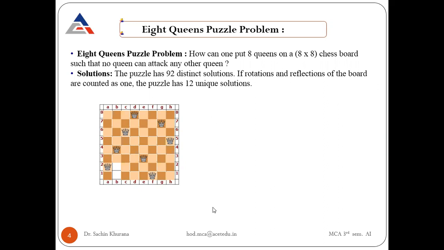For the solution to this puzzle, as we discussed last time also, there are 92 distinct solutions for this particular problem. But if rotations and reflections of the board are counted as one, then the puzzle has only 12 unique solutions. The rest have some kind of similarity. In some cases, 75% would be similar; in some cases, 90% would be similar. So we take into consideration only the unique solutions, where we have only 12 in this case.